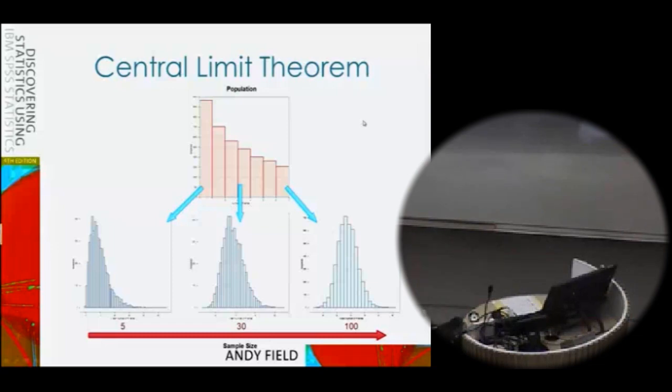What about if we did the same thing? We're getting bored now, surely, but let's imagine we did the same thing, but this time each sample has 100 people in, 100 scores in. What happens? Our sampling distribution is now pretty normal. So the central limit theorem basically says that as your sample size gets bigger, the sampling distribution of your parameter, whether that's the mean or a regression coefficient or whatever, will start to approximate a normal distribution.